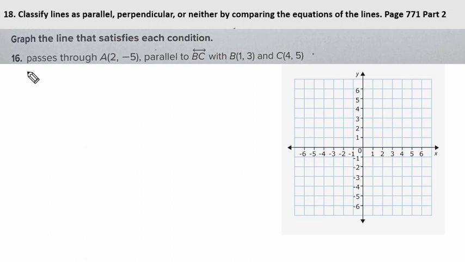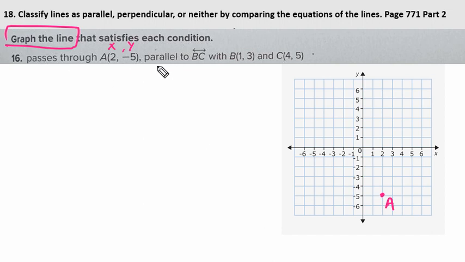Topic number 18, question number 16. Graph the line that passes through the point A, (2, -5). So this is the x coordinate, this is the y coordinate. X is 2, y is negative 5. So this is your A.